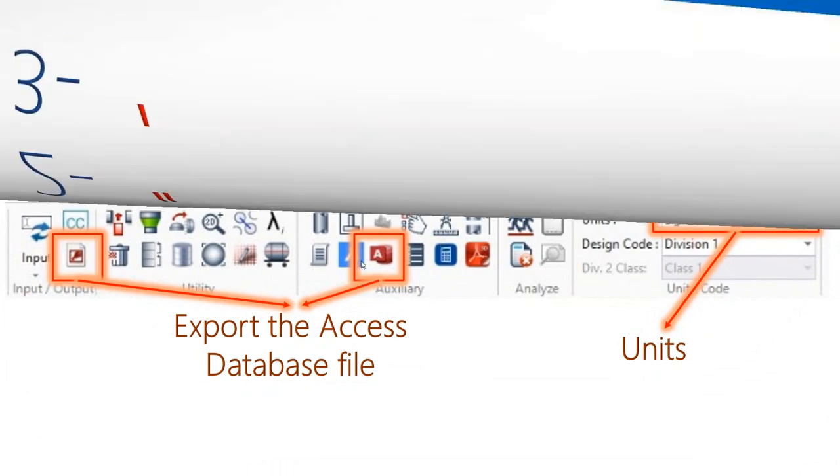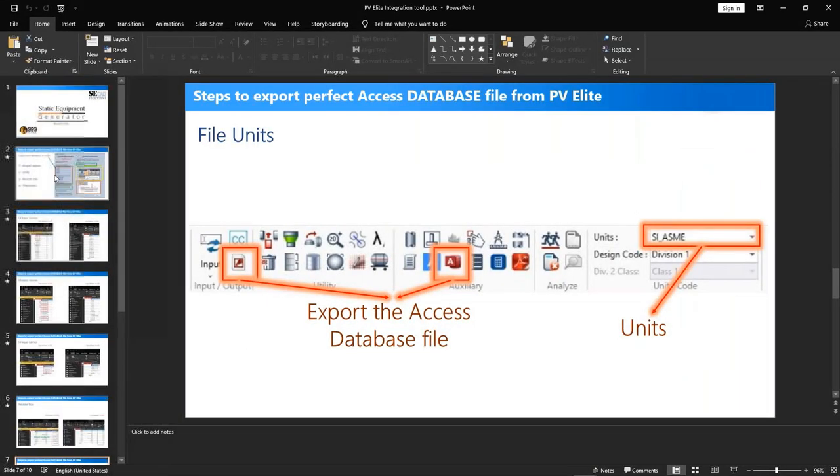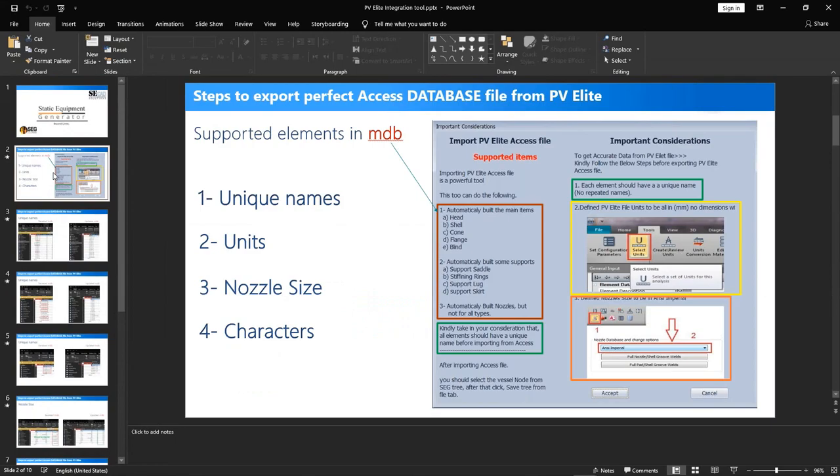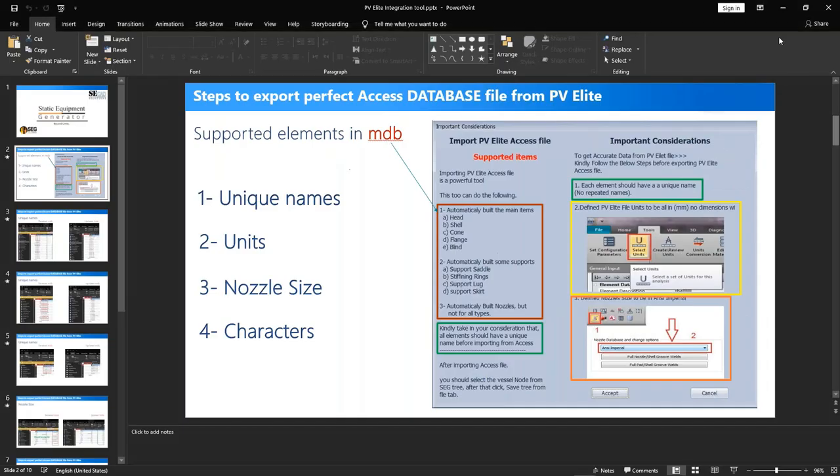And the characters. The names of elements shouldn't include those characters. Those characters cause a problem in our database, so you should avoid using those characters in names of elements. So those are the four steps to make a correct export of the Access Database file: unique names, units, nozzle sizes, and characters.